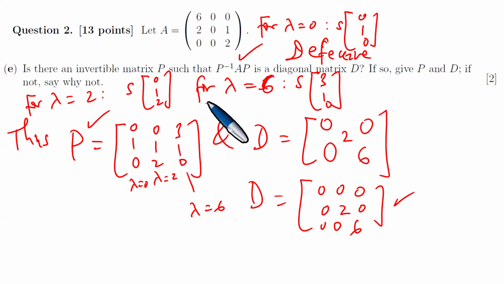In this case, the geometric multiplicity is the same as the algebraic multiplicity. The algebraic multiplicity of lambda equals 0 is 1, because there's only one eigenvalue 0, and there's one vector for it. Lambda equals 2 is only one eigenvalue, one vector. Lambda equals 6 is only one eigenvalue and one associated eigenvector. Because of that, this matrix is a nice matrix. It's not defective.